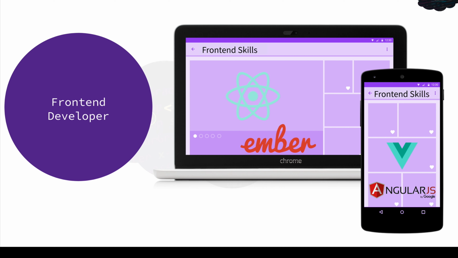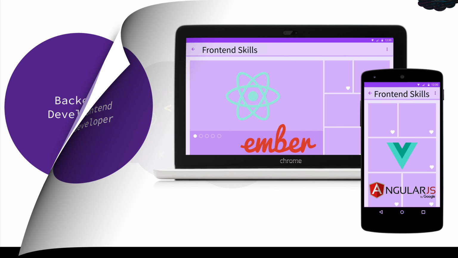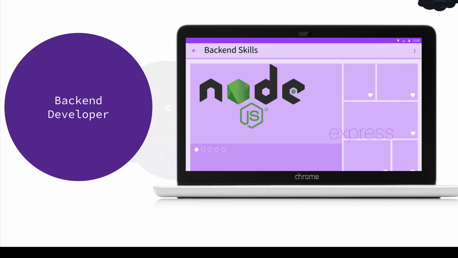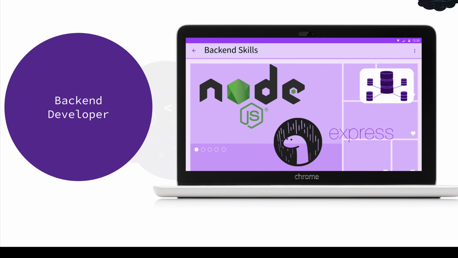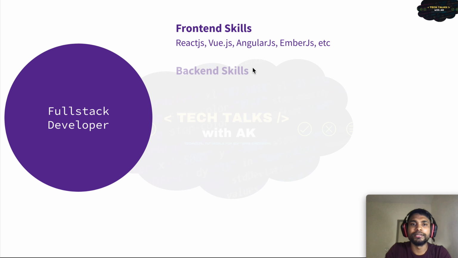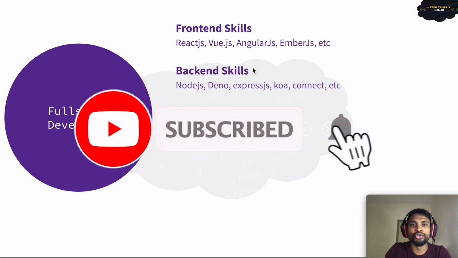If you are preparing for JavaScript front-end developer, you have to focus on these four technologies, which are React, Vue, Angular, and Ember. For backend JavaScript developer, you need to be good at Node.js, Express.js, Deno, which is a runtime for TypeScript, and different database technologies such as SQL and NoSQL databases. For full stack development, you must have front-end skills such as React, Vue, Angular, and Ember, and back-end skills such as Node.js, Deno, Express.js, Koa, Connect, etc.